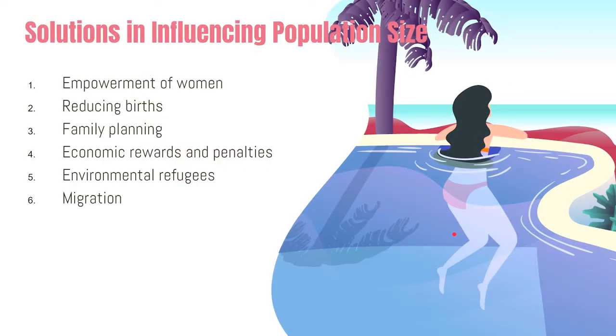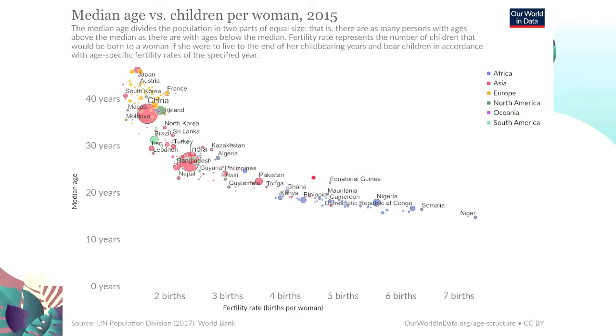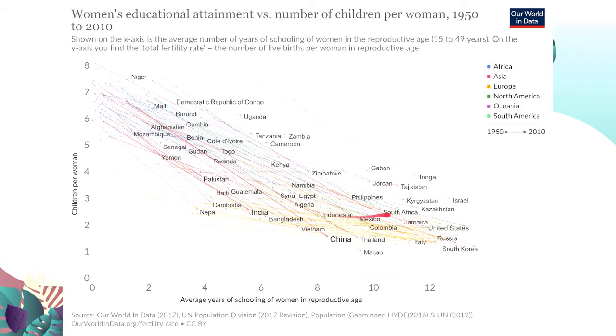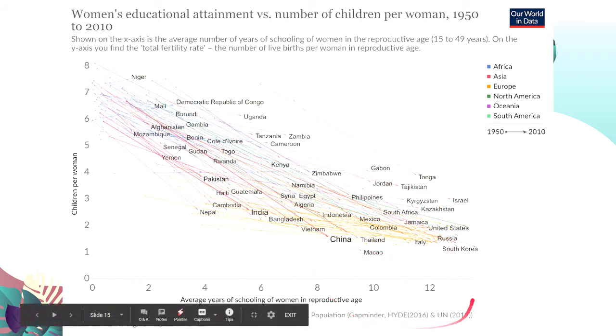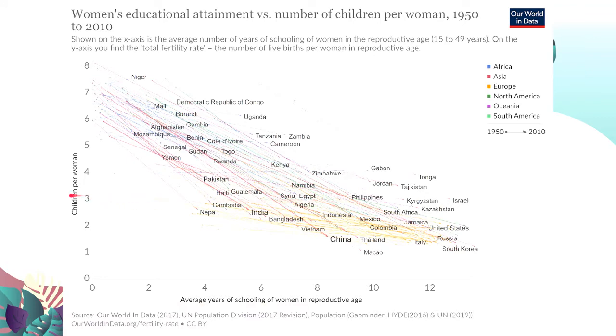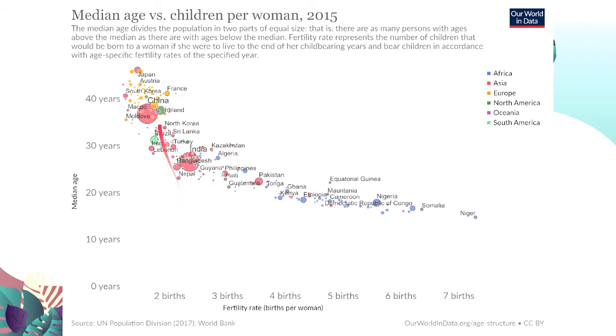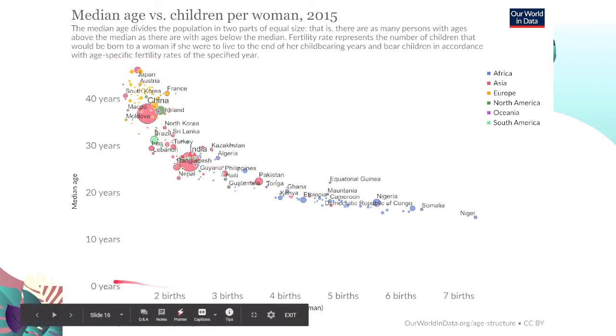So what are the solutions in successfully influencing population size? Number one, empowerment of women. We've seen this in 2 data sets, that if women are empowered, if women spend longer years studying at school and have higher educational attainment, and eventually are employed, having their own financial freedom, they tend to have fewer children. And if they have the choice to marry later in life, they tend to have fewer children.